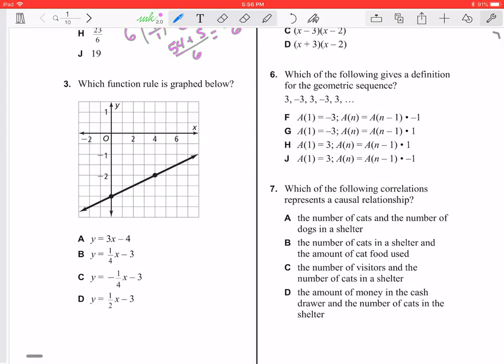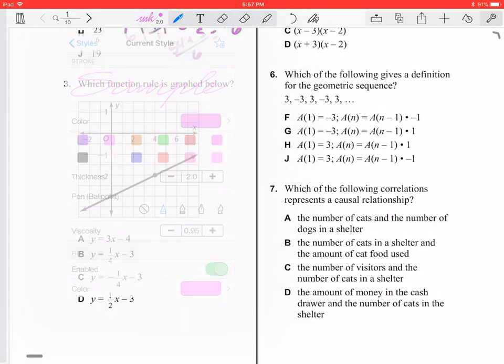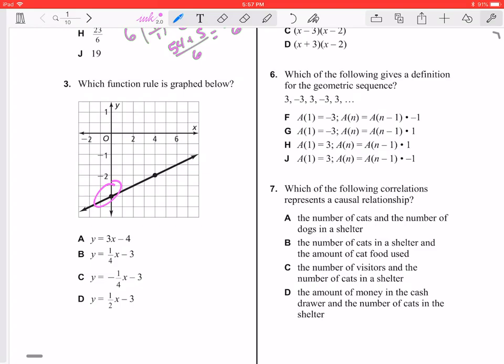Number 3. It says, which function rule is graphed below? So that means that we're looking at a graph of a line. I'm going to look at my y-intercept. If I count, this is negative 1, this is negative 2, so then this is going to be at negative 3. So A I can just count out. So now I just need to look at my slope. My b value, or my y-intercept, is going to be 0, negative 3.